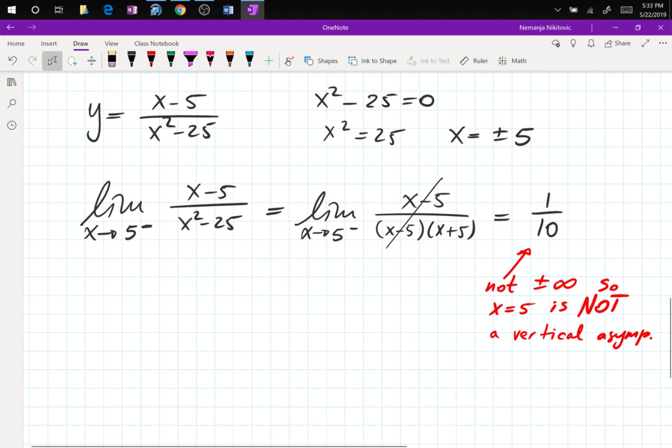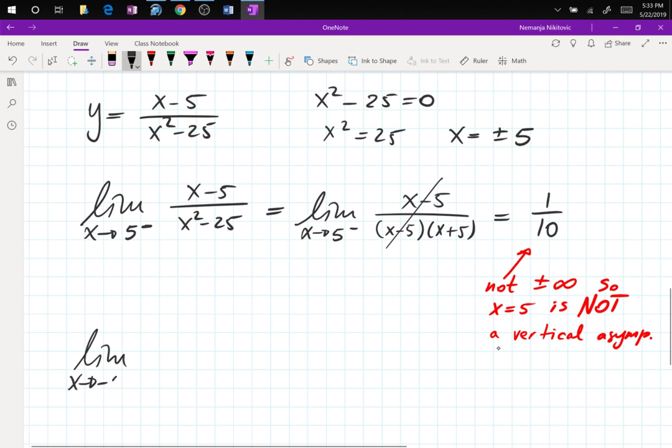So, we put in 5 minus here, and when we solve the limit, we get 1 over 10. Now, 1 over 10 is not infinity, which means it violates definition for vertical asymptote, which means it's not a vertical asymptote at 5. And that's why we have what we have here. We calculated that the value, the y value at 5 is 1 over 10, not infinity. Therefore, we do not have asymptote at 5. Now, we're going to check the other one.